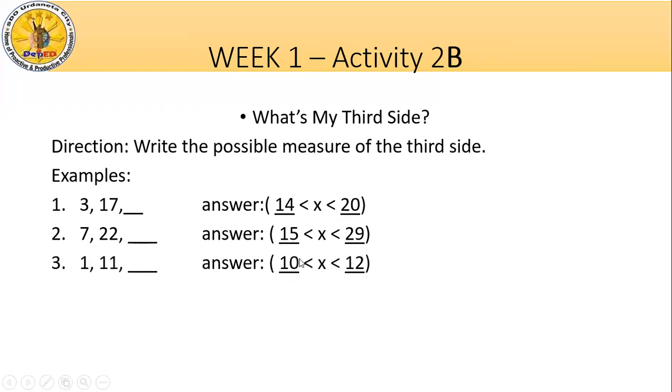Okay? Number 3, 1 and 11. So, answer. Our third side is between 10 and 12. Saan nakuha si 10? 11 minus 1. Saan nakuha si 12? 1 plus 11. So, ano yung number between 10 and 12? So, ang pwedeng sagot ay mula, anong number ang between 10 and 12? It's 11.